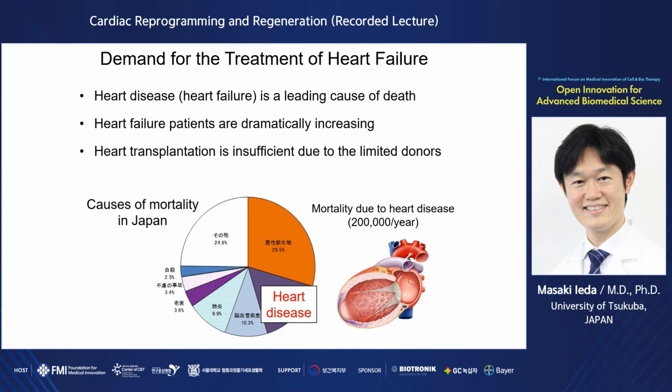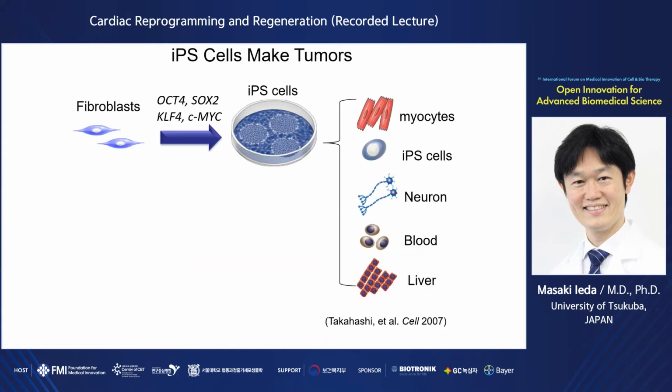The lower circle indicates causes of mortality in Japan, and heart disease is the second killer in Japan. Mortality due to heart disease is more than 200,000 per year. So this shows a high demand for new treatment of heart failure.